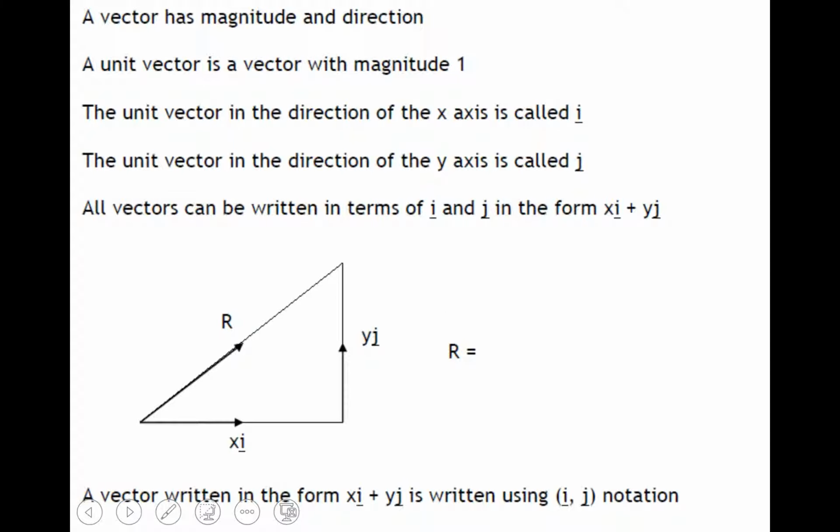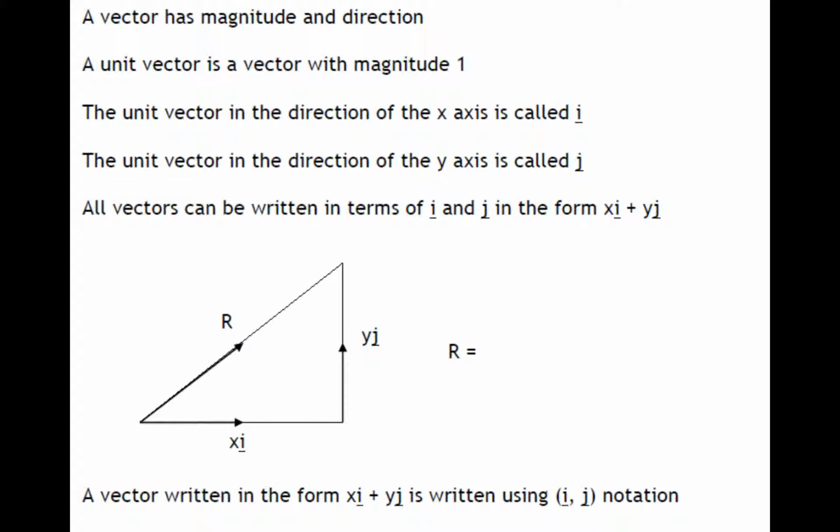A vector has magnitude and direction. A unit vector is a vector of magnitude 1. The unit vector in the direction of the x-axis is called i. The unit vector in the direction of the y-axis is called j. All vectors can be written in terms of i and j in the form xi plus yj.